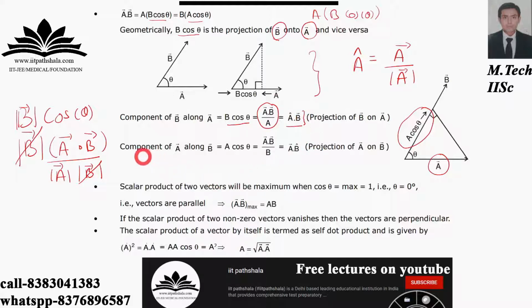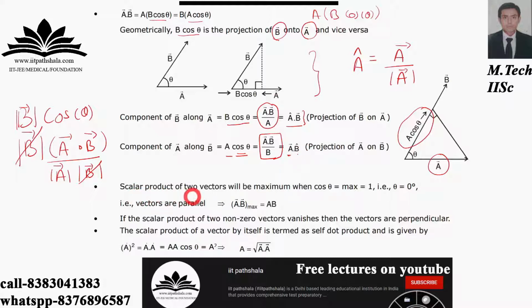Similarly, if you have to find the component of A along B, you can write it as follows: A cos theta. Substitute the value of theta, and you will land up with these values over here. You know that B vector upon B is nothing but a unit vector itself. So A dot B cap. B cap is the unit vector.